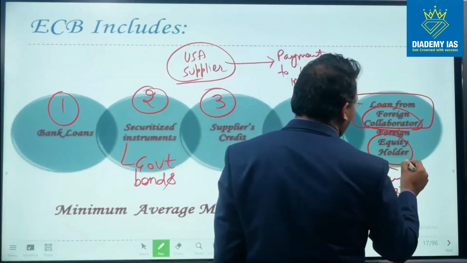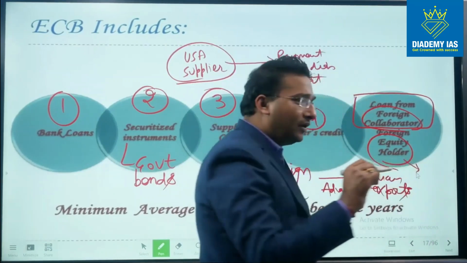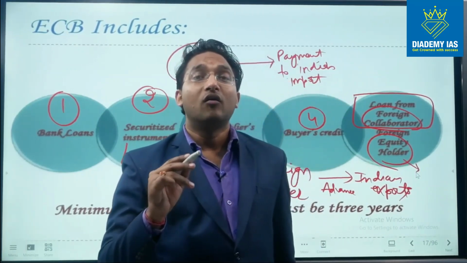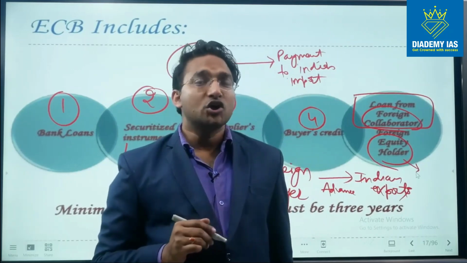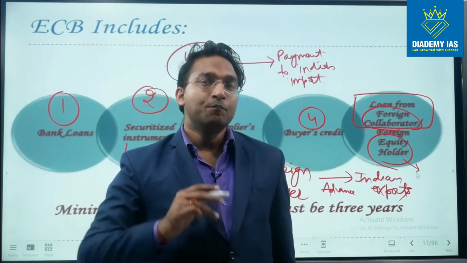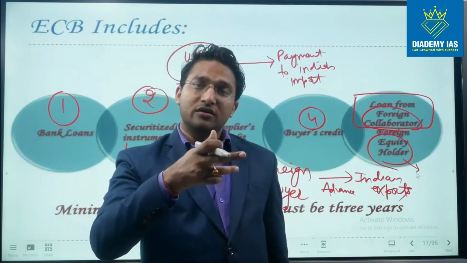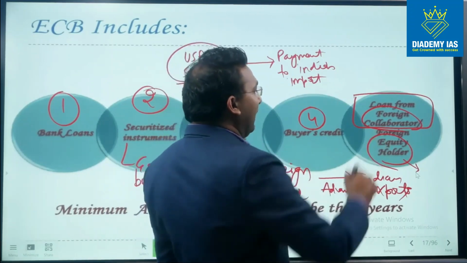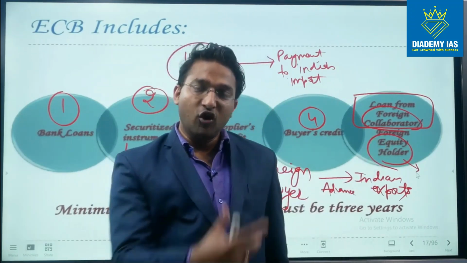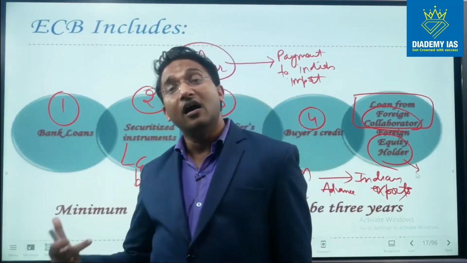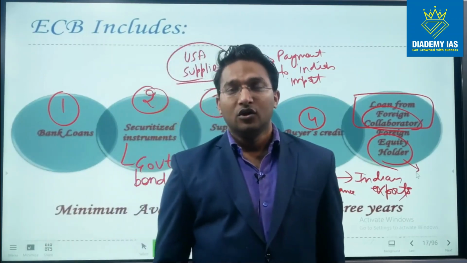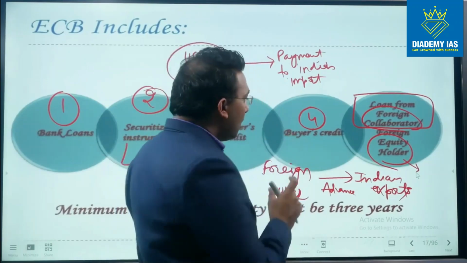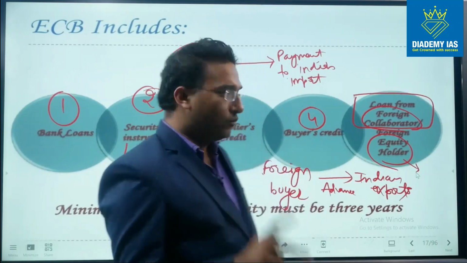Or there is some foreign equity holder, means for example in case of Flipkart, Flipkart is owned by Walmart. Walmart is having shareholding in the Flipkart, right? So Walmart is the equity holder in the Flipkart. So this is called foreign equity holder. Walmart has the equity shares in the Flipkart, which is an Indian company. So if Walmart gives the loan to the Flipkart, this will be called ECB only, external commercial borrowing.